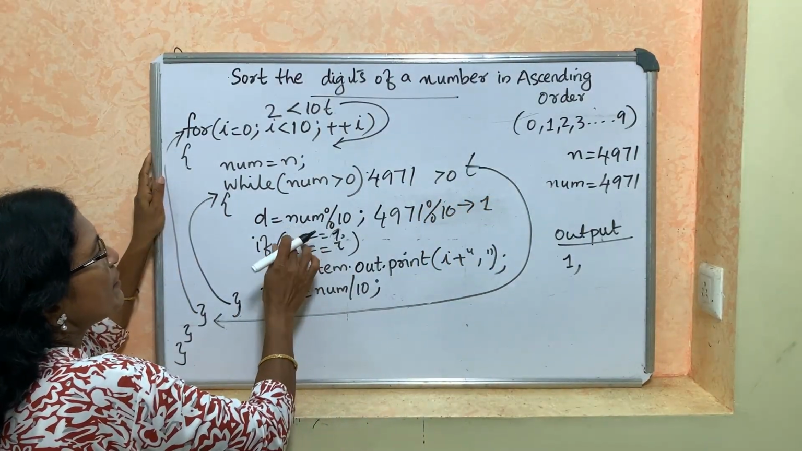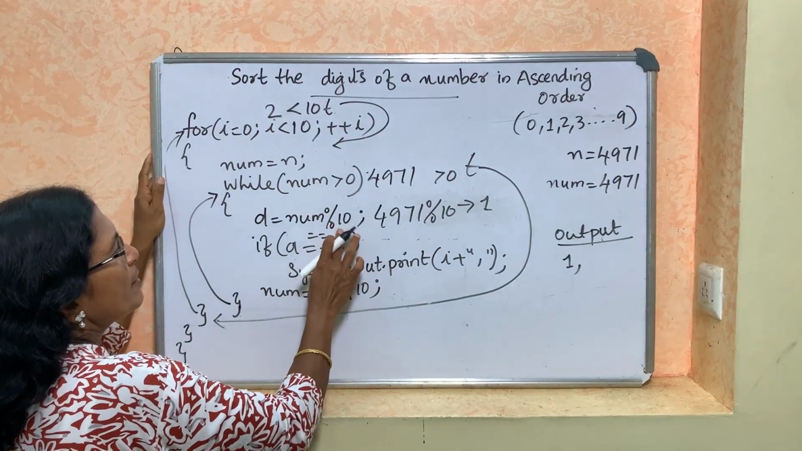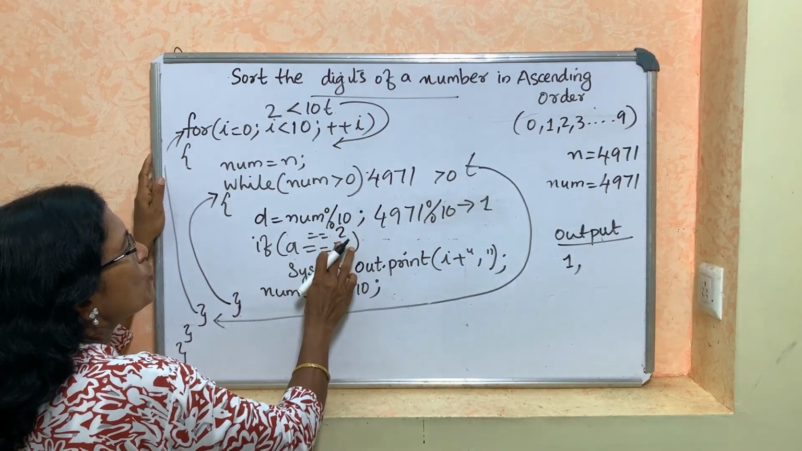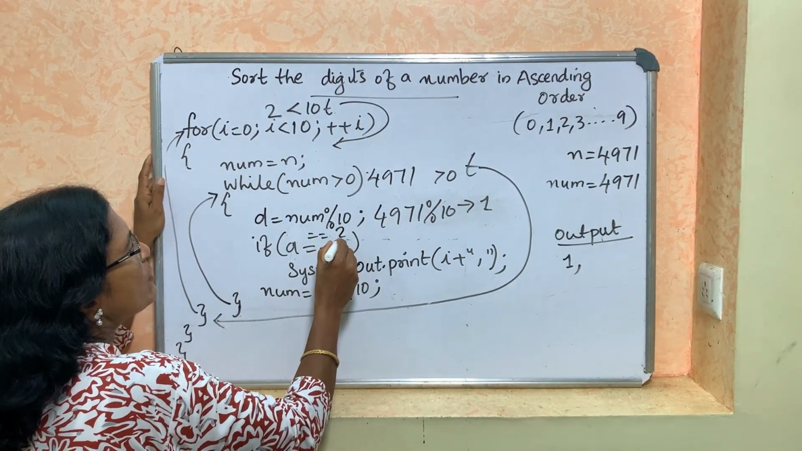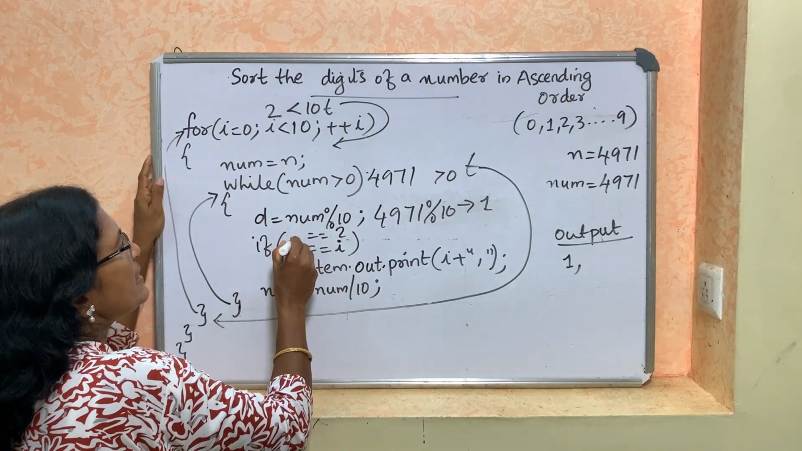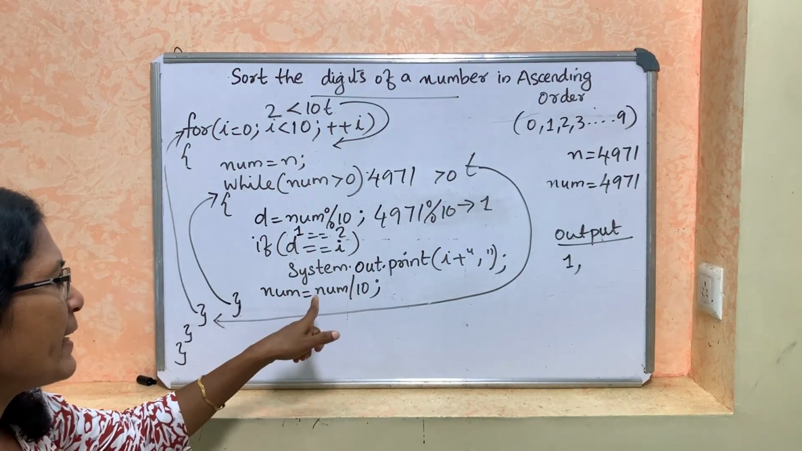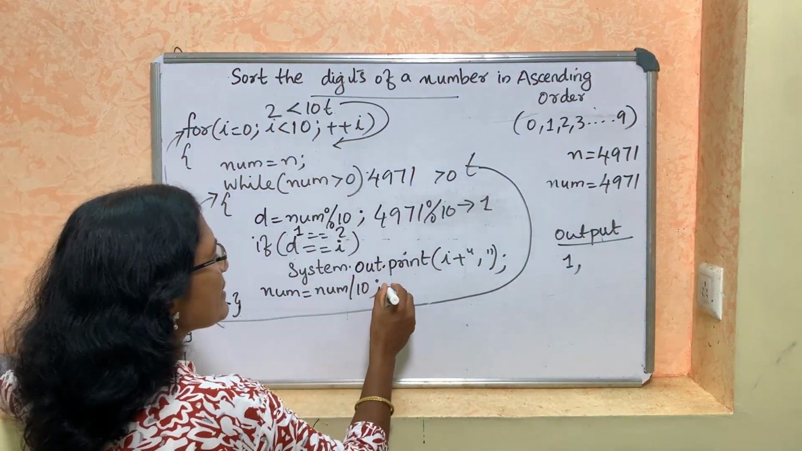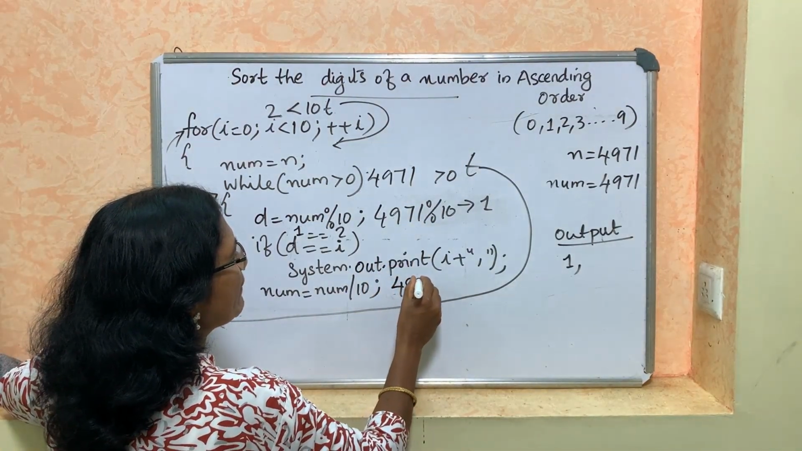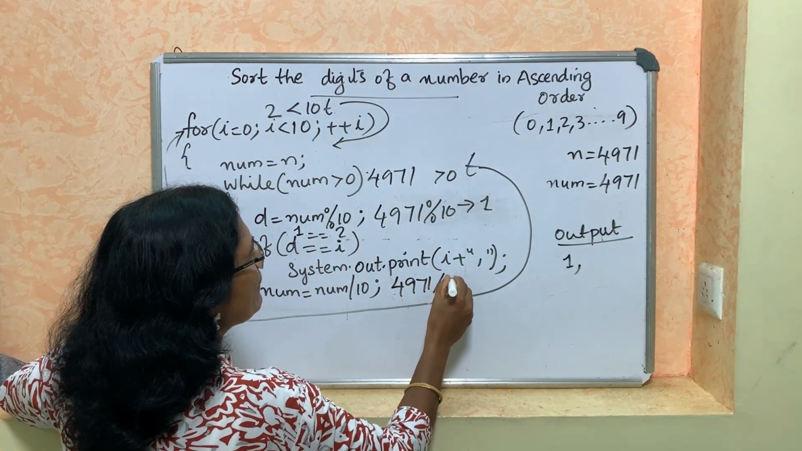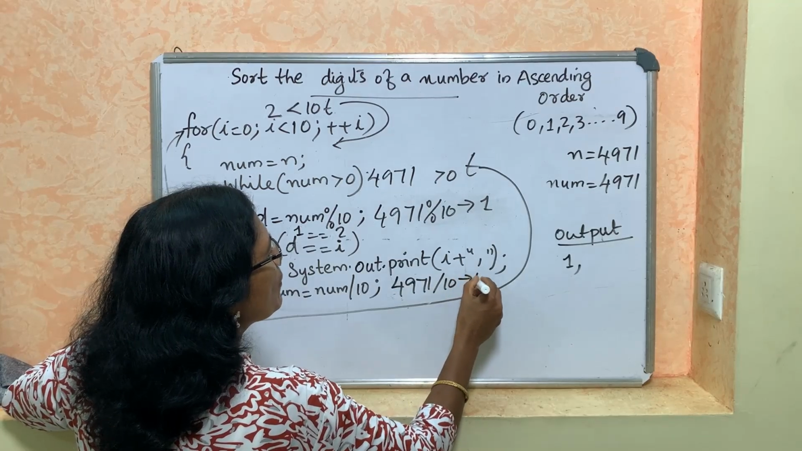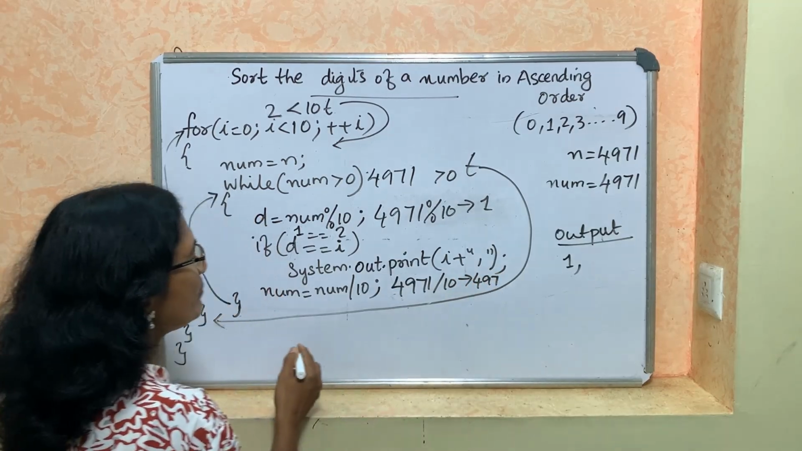Now the value of I is 2. When the value of I is equal to 2, we look for the occurrence of 2 in the number. Digit extracted is 1. 1 is not equal to 2, so printing will not take place. Let us remove the last digit from the number. 4971 divided by 10 will result in 497.